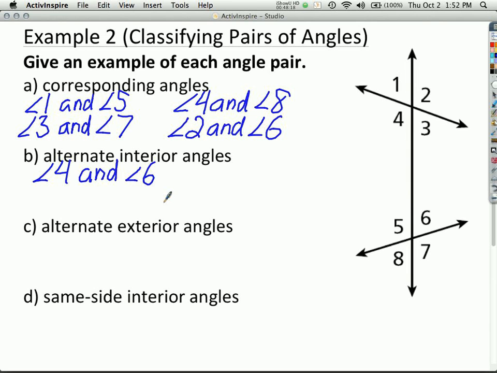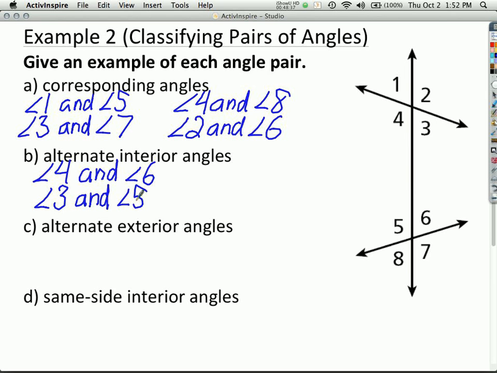And what's the other one, Nathaniel? Angle 3 and 5. Very good. And when you have two lines cut by a transversal, there will be two pairs of alternate interior angles. What about alternate exterior? Give me a pair of those.